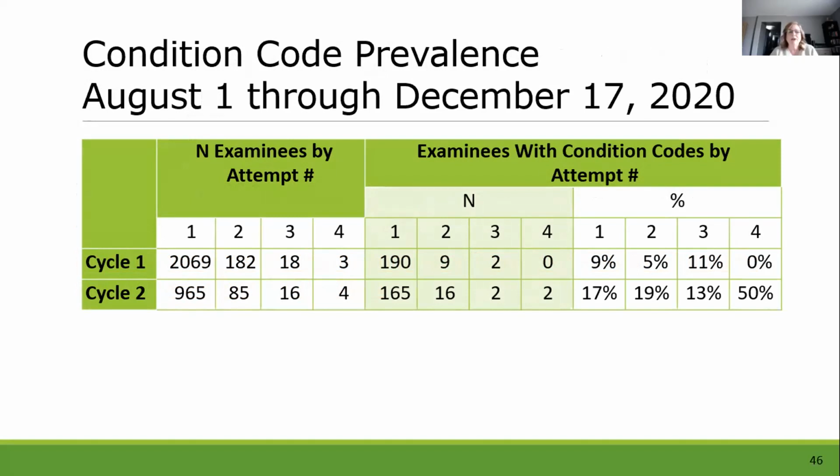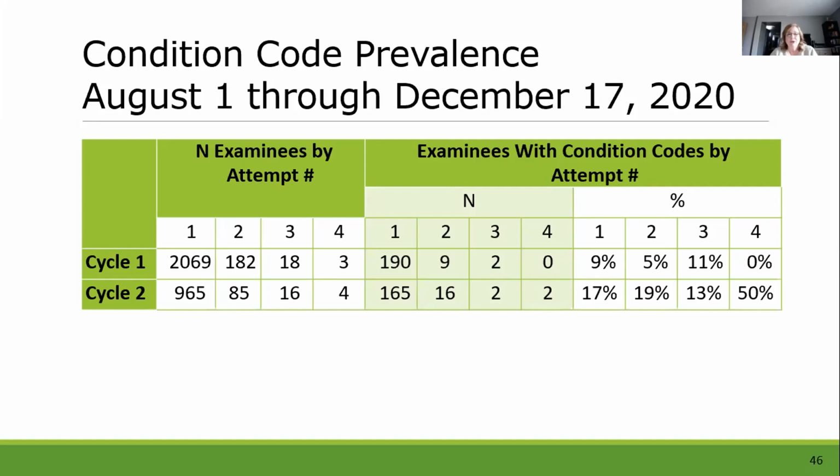Great. Yep. Thanks. So here we go. This is how often we are seeing these from August through December 17th. This column is the number of examinees that attempted, and this is the first attempt, second, third, fourth. And then these are the number of examinees with condition codes. So these are their attempt numbers, and these are the percentages. So for cycle one, first attempt, 2069. And then for condition codes, 190. So that was about 9%.